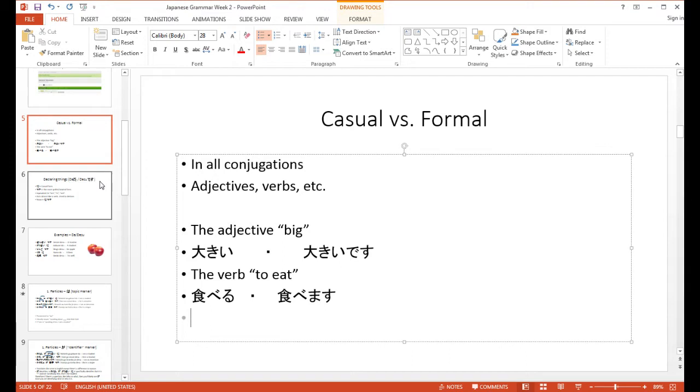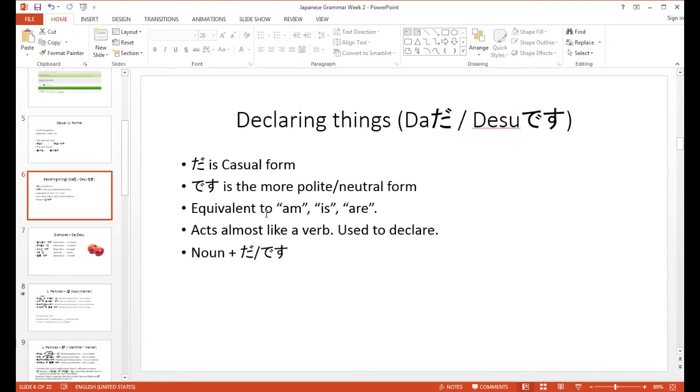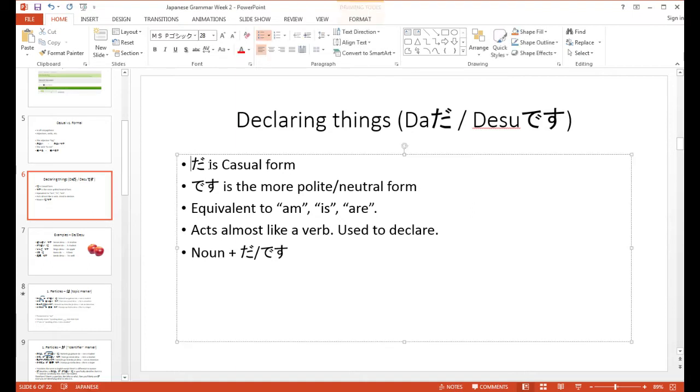The very first thing I'm going to teach is this declaration. You can't just say a single noun. If you want to say that it's an apple, or he's a teacher, or he is a policeman, that kind of thing, you'll have to use this da or desu. And this comes at the very end of the sentence, or right after the noun. Da is the casual form, desu is the more polite and neutral form. You'll probably hear that a lot. Desu, desu. Okay, you could just read this.